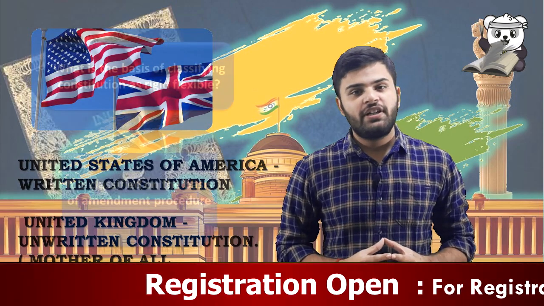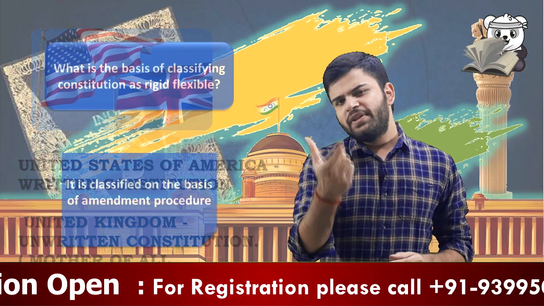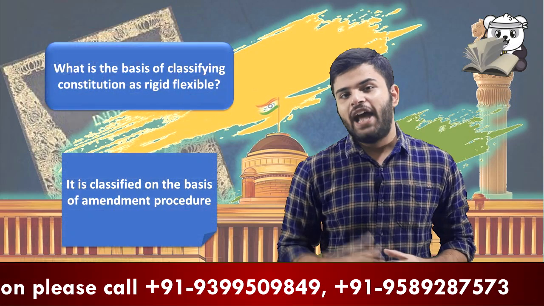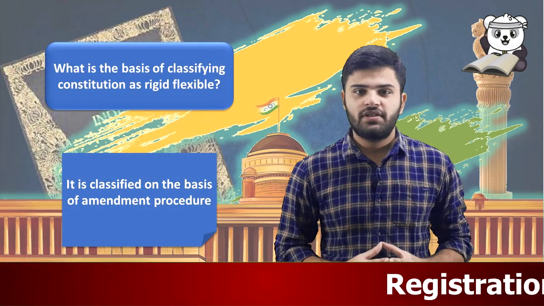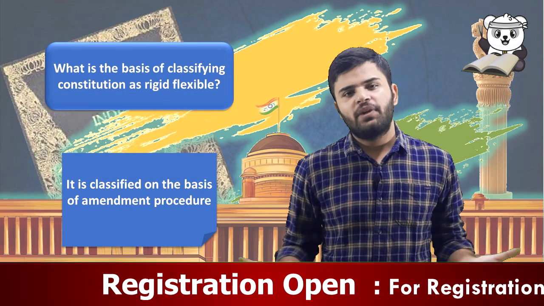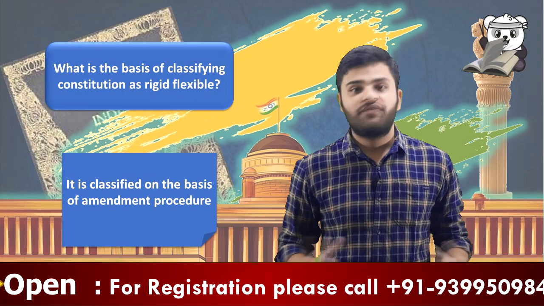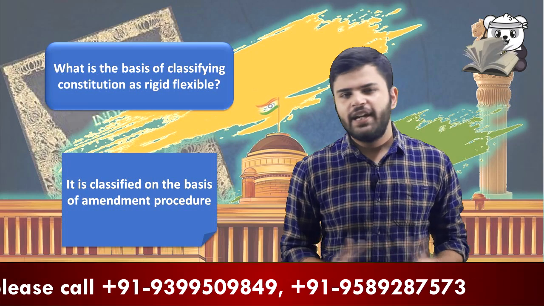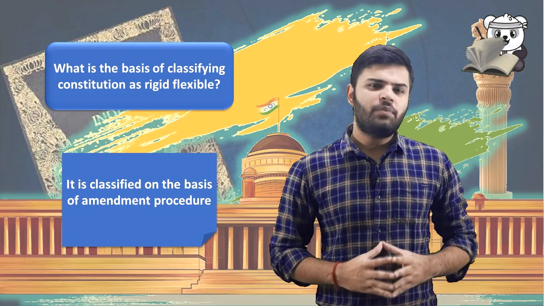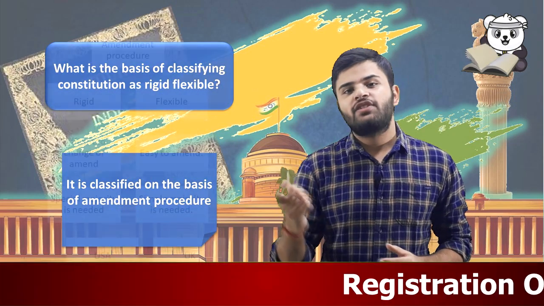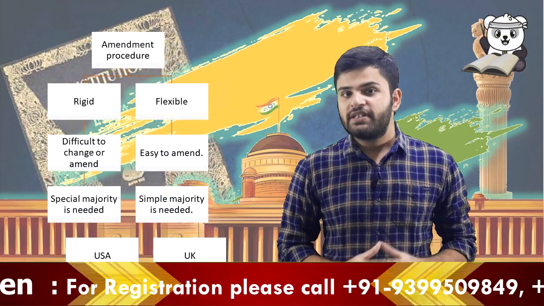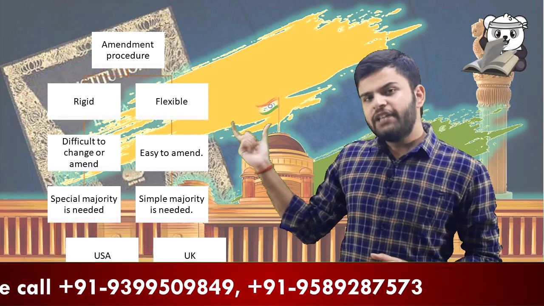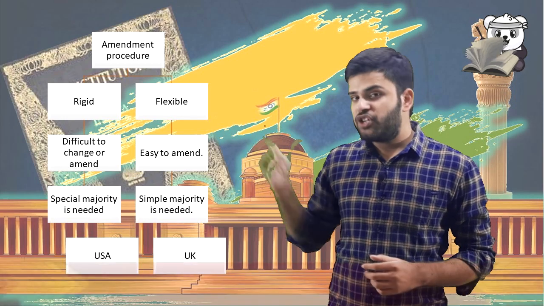Now, rigid and flexible. What is the basis for classifying a constitution as rigid or flexible? The basis is the amending procedure. If the amending procedure is simple, it is flexible. If the amending procedure is complex, it is rigid. By amending procedure, I mean, what are the methods to amend the constitution? When I say an amending procedure is rigid, it means that for amending the constitution, you need a special majority.